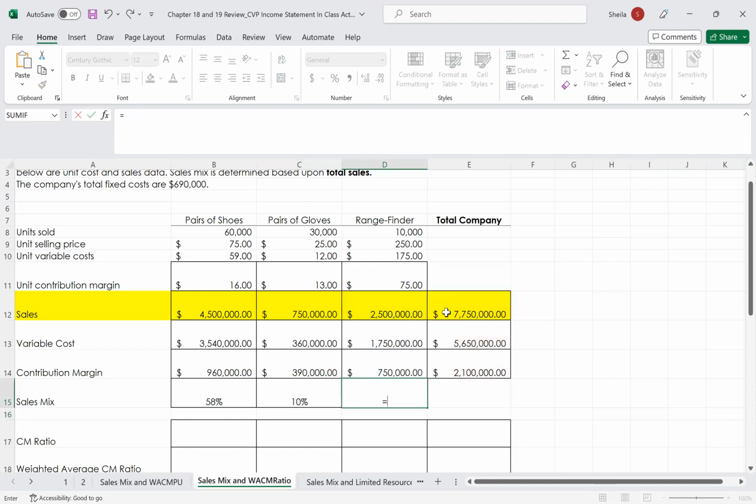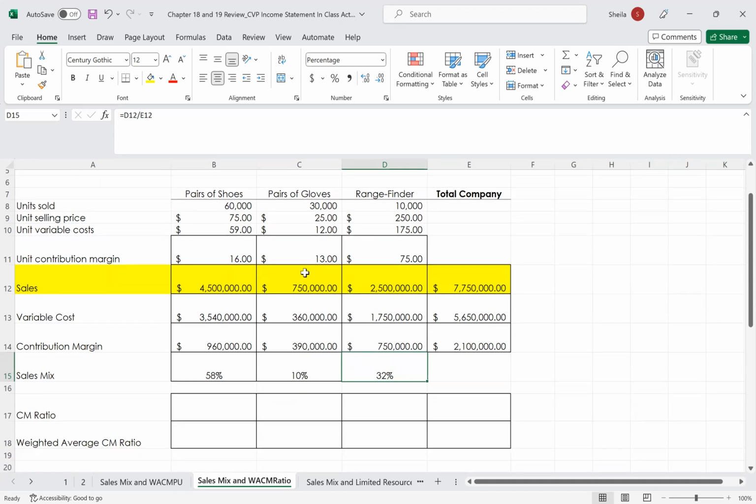Oops, and here I did the wrong formula. So 2.5 divided by the total. And oh, what is happening here? All right, now I'm going to show you a little shortcut here and make sure that I have this expressed as a percentage. That changed on me there for some weird reason. Okay, so now when I look at this, these are my sales mixes. Again, if I add these up, they equal 100%. They got to equal 100. I'm only selling these 3 items.